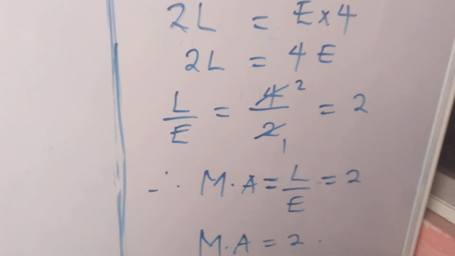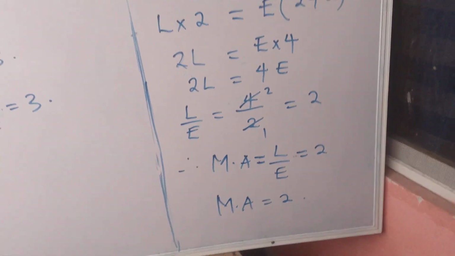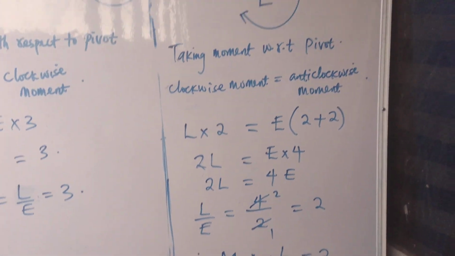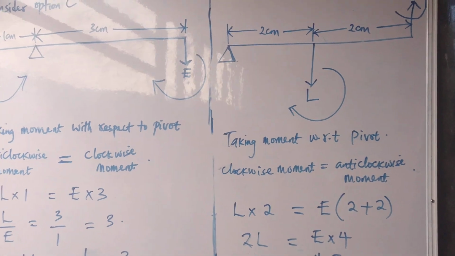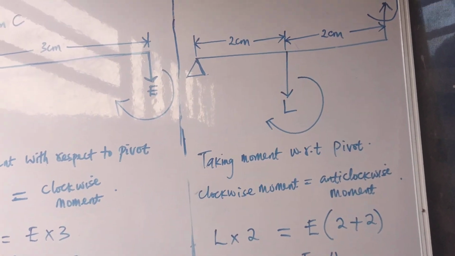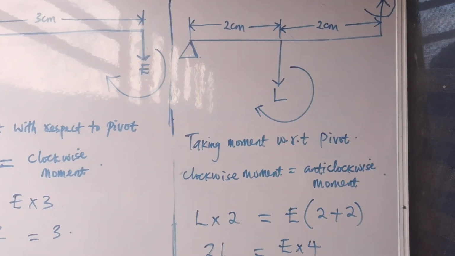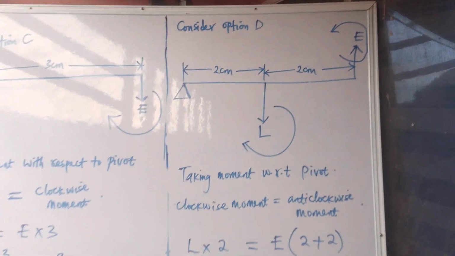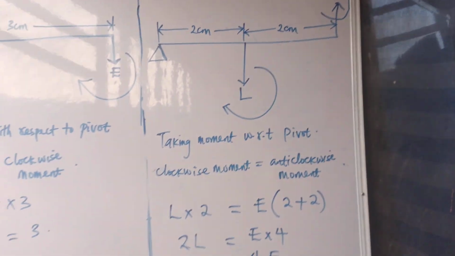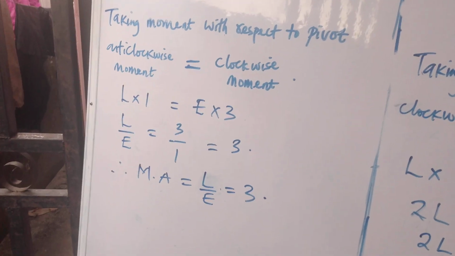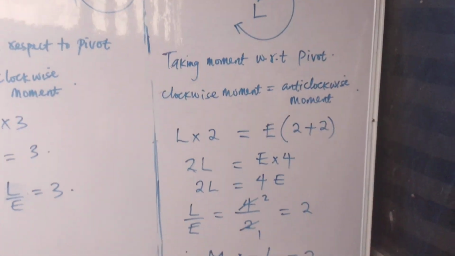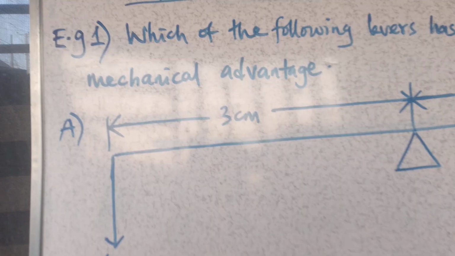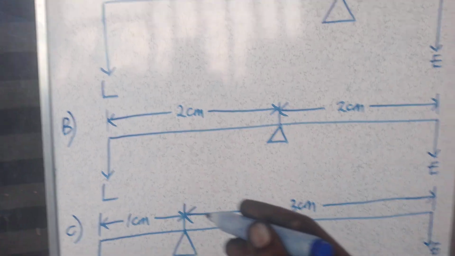So which of them has the greatest mechanical advantage? Option A gave us a mechanical advantage of 0.33. Option B gave us a mechanical advantage of 1. Option C gave us a mechanical advantage of 3. And then option D gave us a mechanical advantage of 2. So which of them do you think is the answer? The answer is option C.